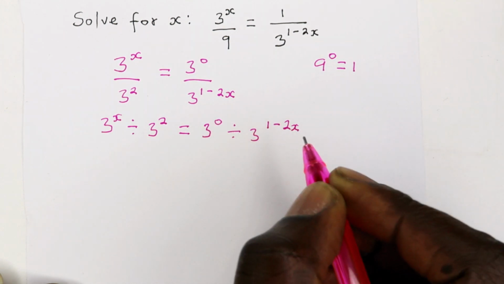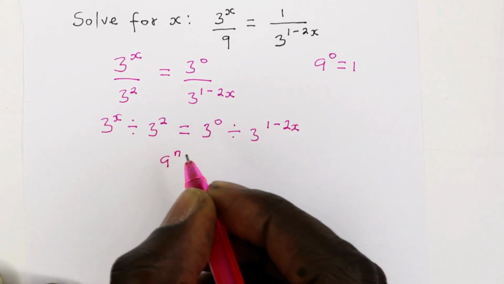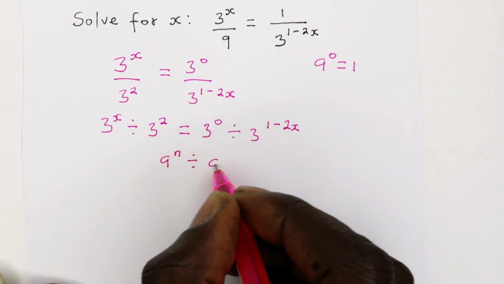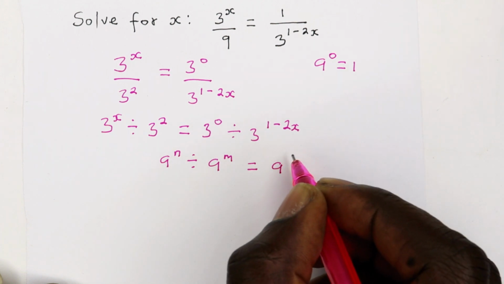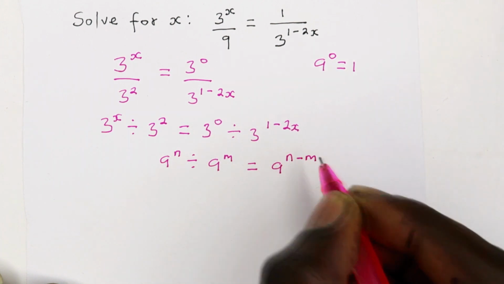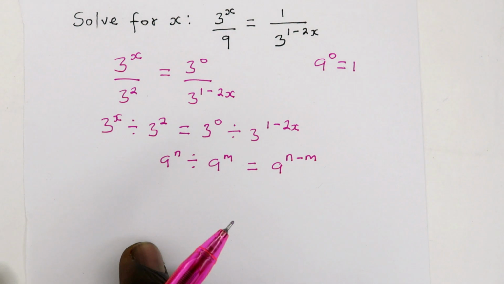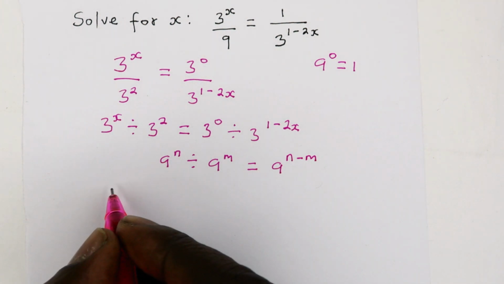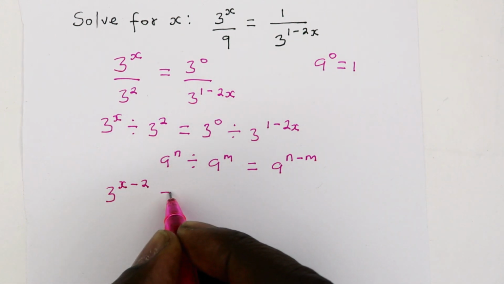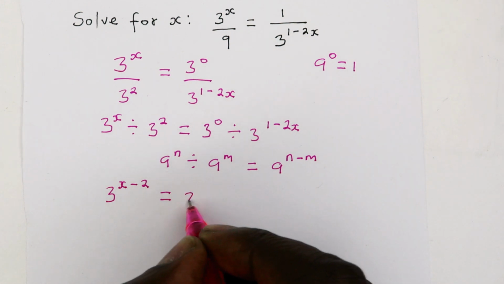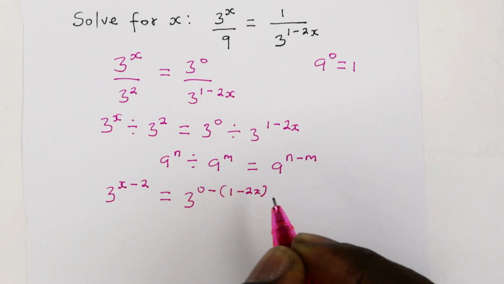So according to the laws of indices, if you have a number a raised to power n, and you're dividing that by another number a raised to power m, then all you need to do is just take a and then subtract the powers, that is n minus m. So that is what we can do to write both the left and the right hand side of this equation. So on the left hand side, we want to have 3 raised to power x minus 2. And then on the right hand side, we want to have 3 raised to power 0 minus 1 minus 2x.